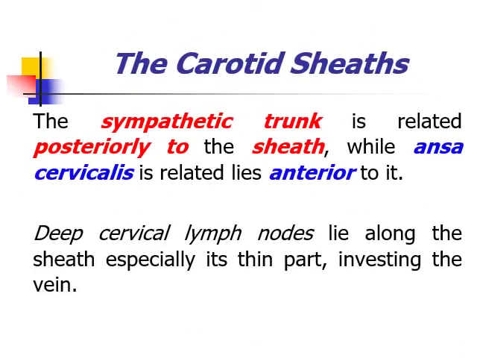Just behind the carotid sheath is situated the sympathetic chain or the sympathetic trunk of the neck, whereas on the anterior aspect of the carotid sheath lies the ansa cervicalis. The ansa cervicalis is the nerve supply for the infrahyoid muscles. The deep cervical lymph nodes lie along the sheath, especially its thin part investing the vein, which means that the deep cervical lymph nodes are in close proximity to the internal jugular vein, leaving the carotid sheath in between.